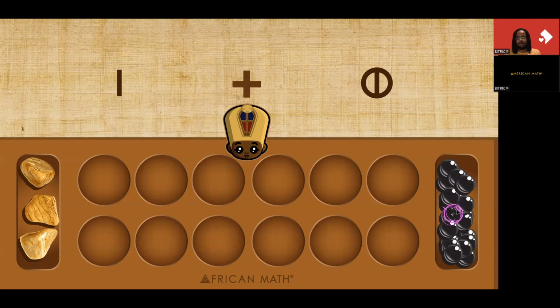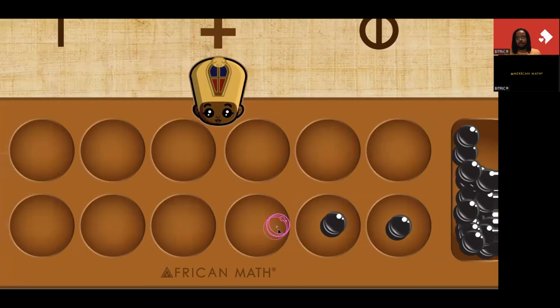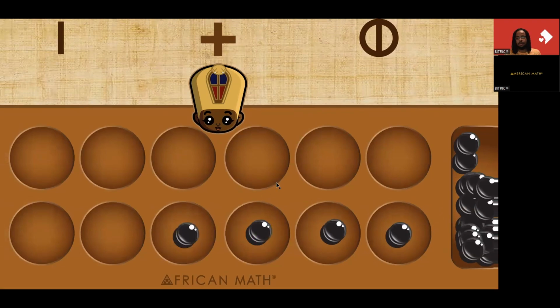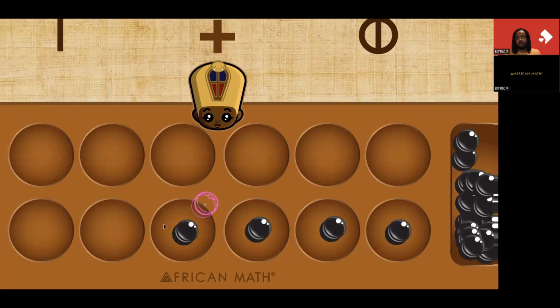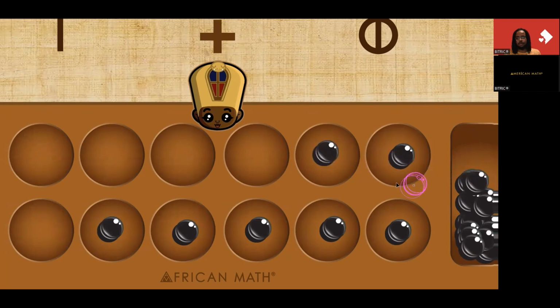Isibaya is a simple game where we're going to basically put a bead in a cup. And when we put that bead in a cup, we activate its value. So that would be one. And then we'll come here. That's two. This would be three, four, and five, six, seven, eight, nine, and 10.